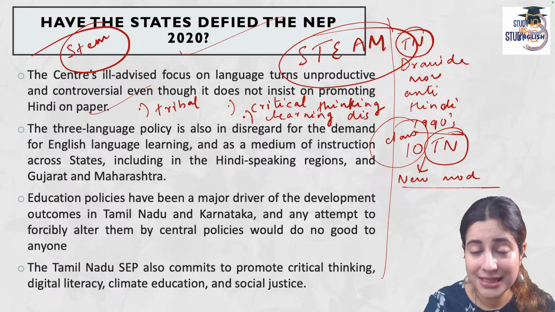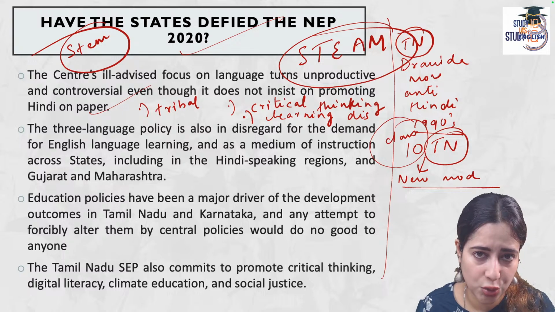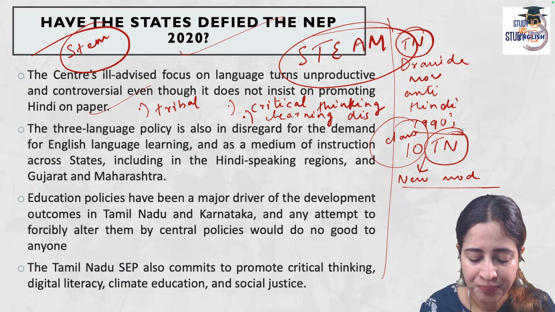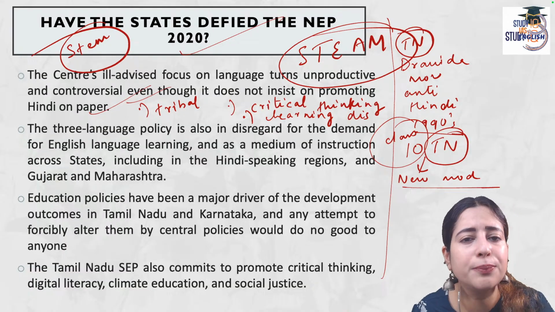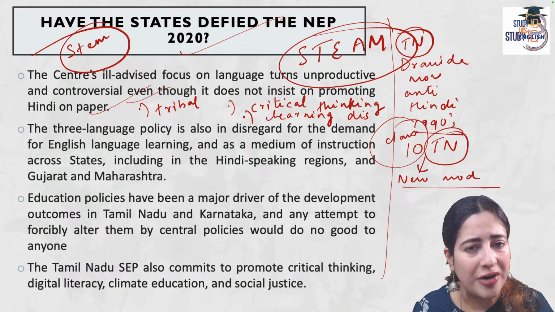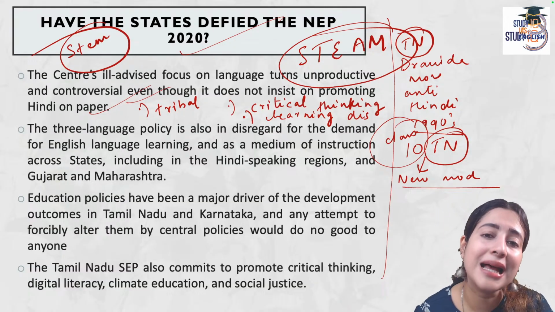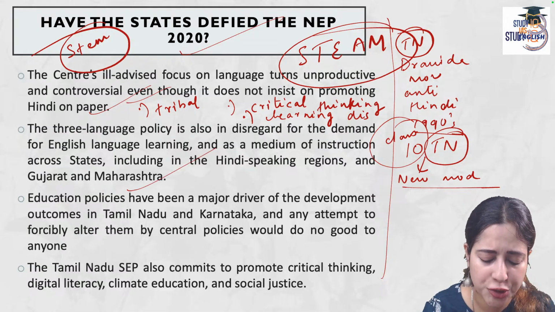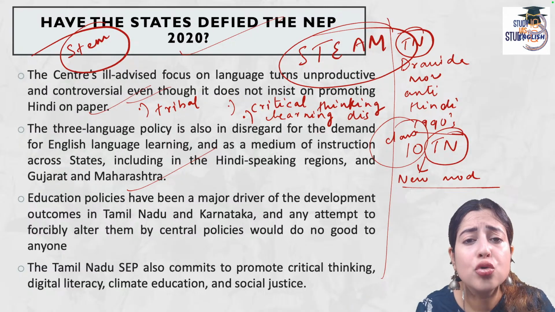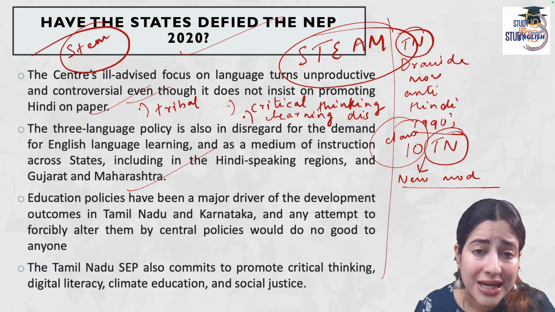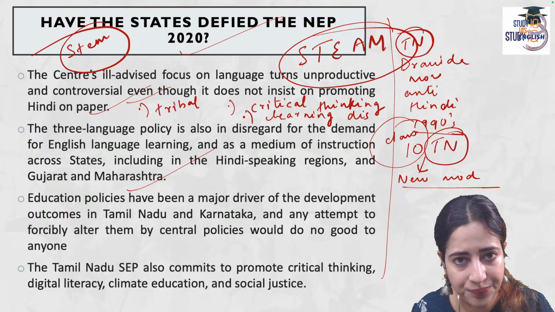These states are saying that promoting and forcing the use of Hindi in education under the NEP 2020 is unproductive. It creates retaliation among the rural population of the state, who find it very challenging to learn English and then, apart from that, Hindi as well. The three language policy, these states are saying, is also ignoring the need for English language learning in Hindi speaking belts like Gujarat and Maharashtra.